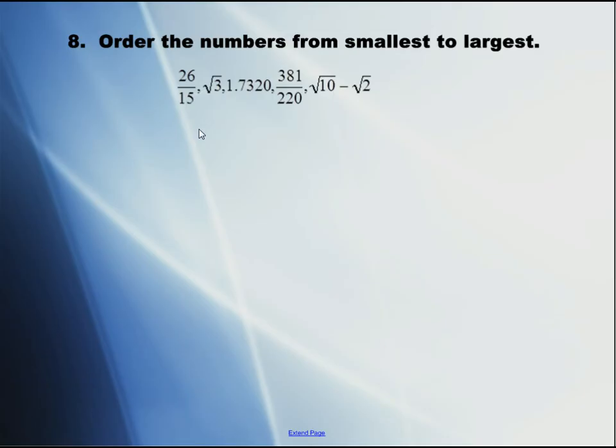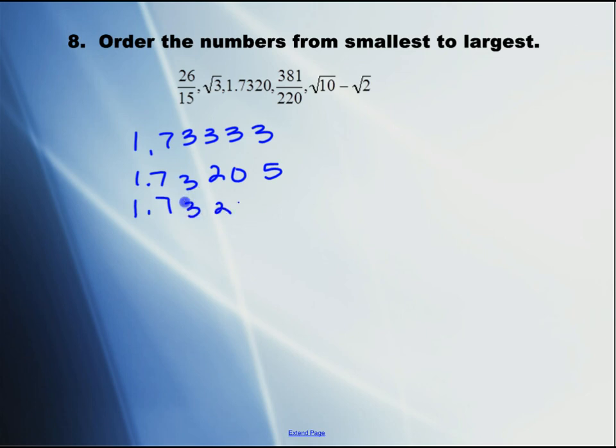In order to order the numbers from smallest to largest, we're going to change all of these to decimals and line up the decimal points. So 26/15 when you divide is 1.73, and the 3 repeats. Radical 3 is 1.73205. The next number is given to us as a decimal already. 381/220 is 1.7318, and then radical 10 minus radical 2 is 1.748.